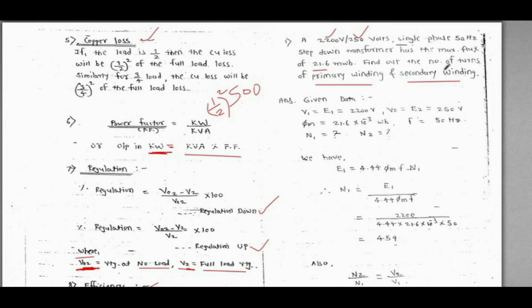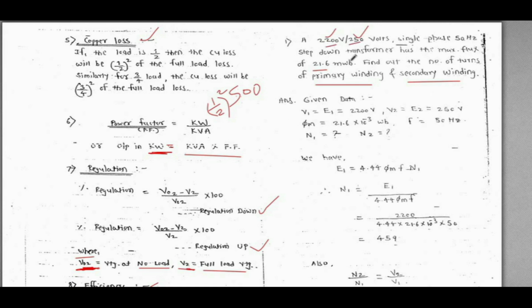See here, we are neglecting the losses. So assuming V1 is equal to E1, that is, the induced EMF is equal to the applied voltage V1, we are assuming. Here V1 is given, that is equal to E1, 2200 volt. V2 is equal to E2, 250 volt. This is the secondary side, this is the primary side.